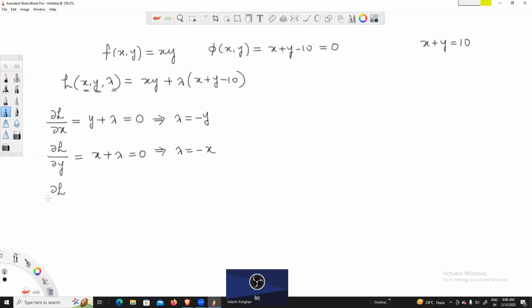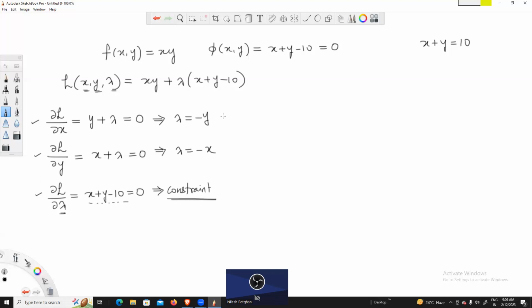And if you look at the third equation, del Lagrangian with respect to del lambda, you get x plus y minus 10 equal to 0, which is nothing but our constraint. So whenever you differentiate your Lagrangian function with respect to a certain Lagrange multiplier, you will definitely get the constraint assigned to that Lagrange multiplier. So we are satisfying all these three equations, among which one is our constraint. So it means that we are going to satisfy this constraint.